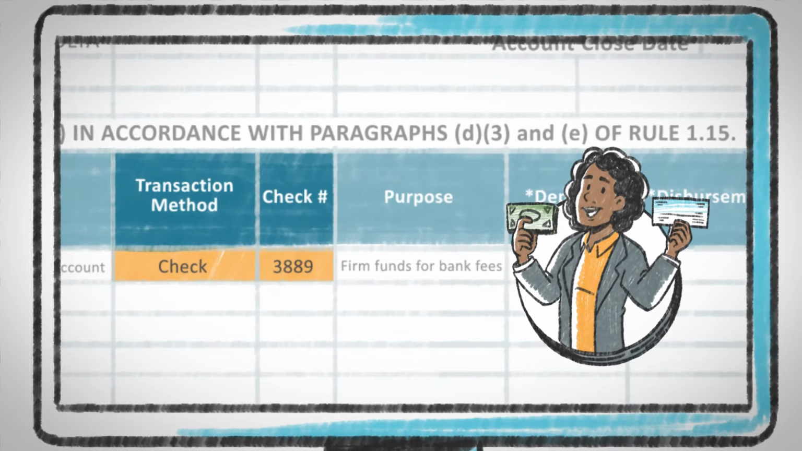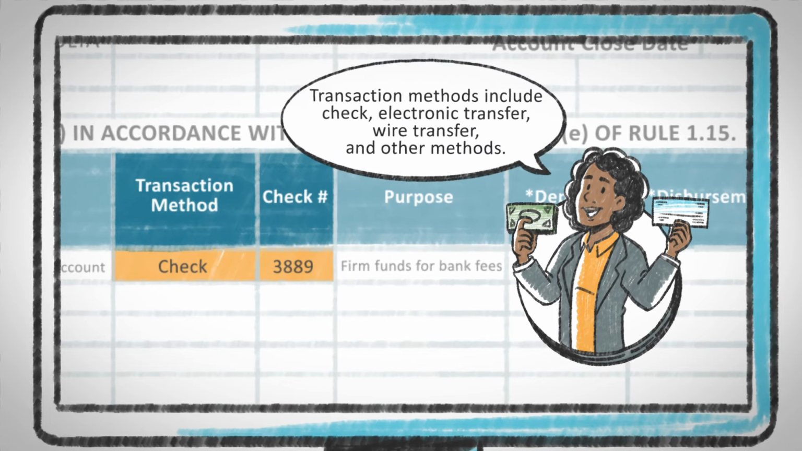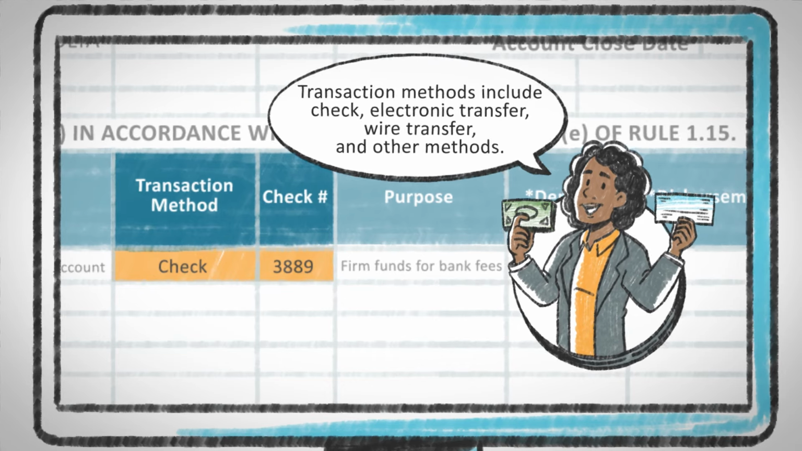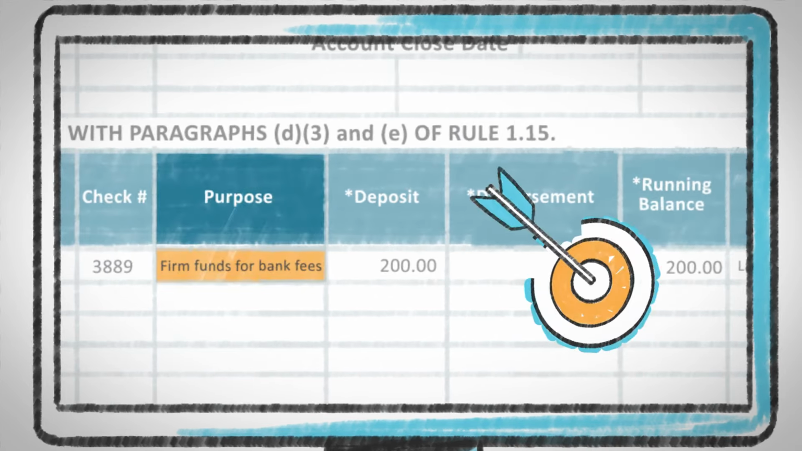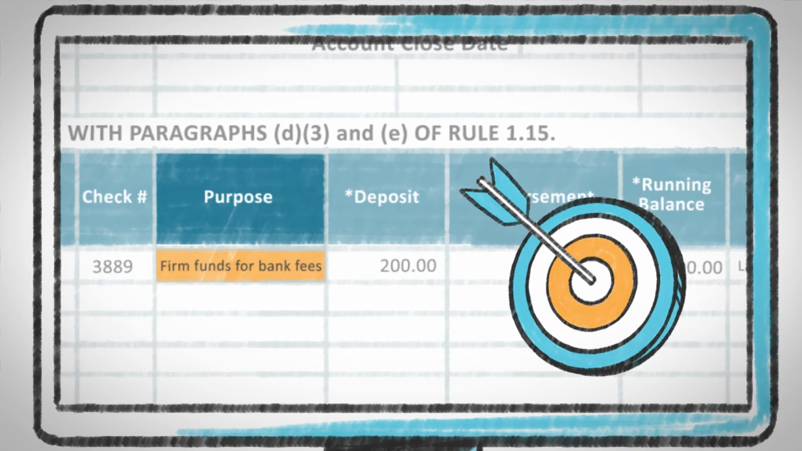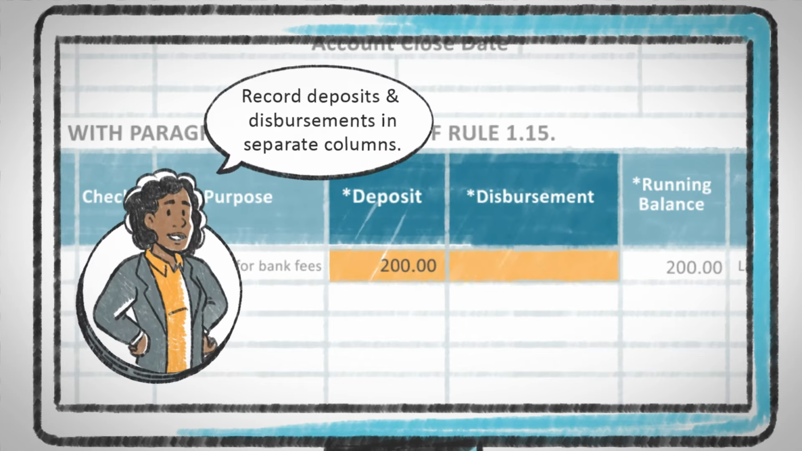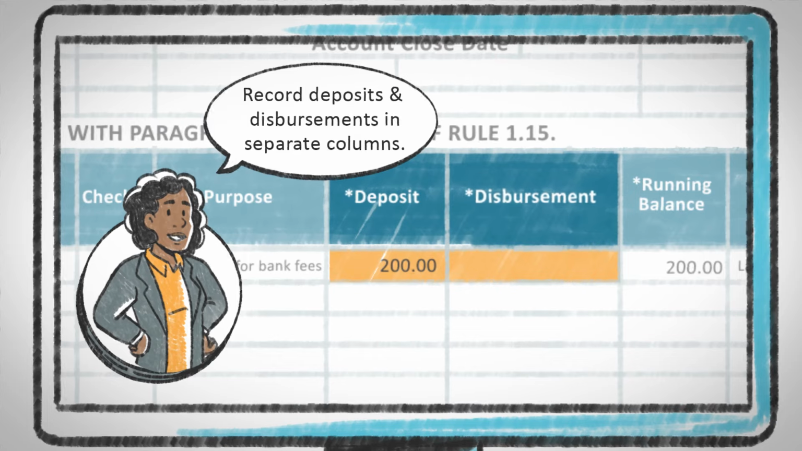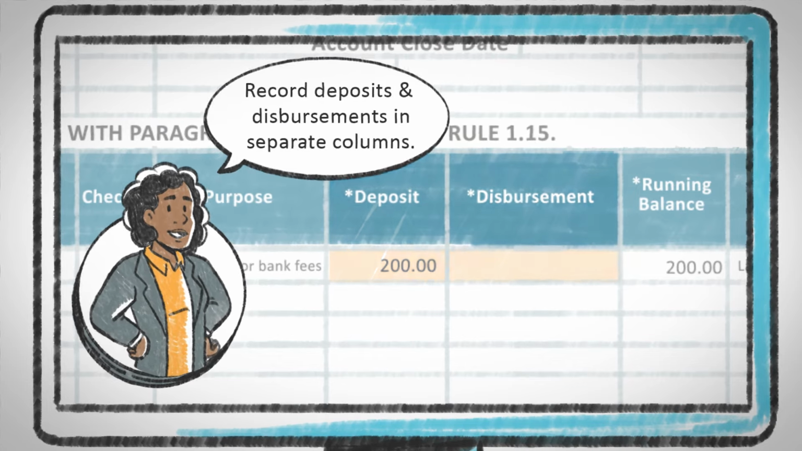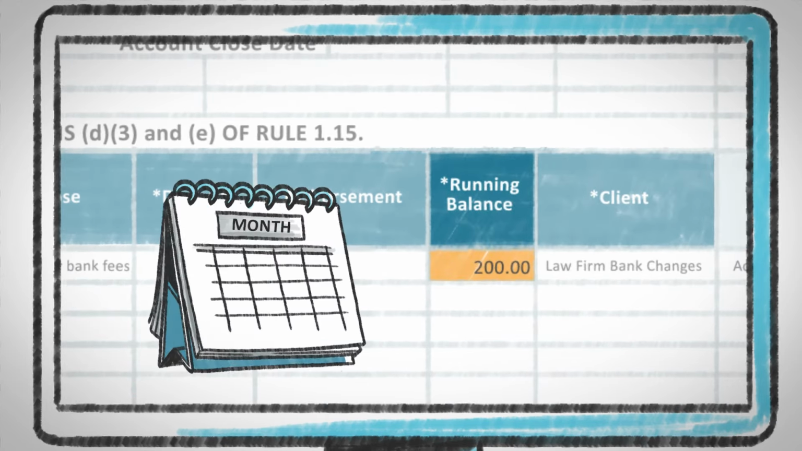How did the transaction take place? The transaction method is the form of deposit or payment. If the transaction method was by check, it's helpful to record the check number of deposited and dispersed checks for easy reference. Next, what's the purpose of the transaction? Record deposit amounts in the deposit column and disbursement amounts in the disbursement column. How much money is in the trust account at any given time? The running balance tells you the new account balance after each transaction.